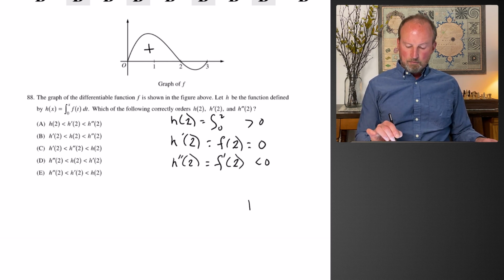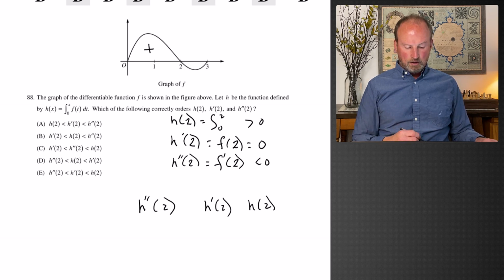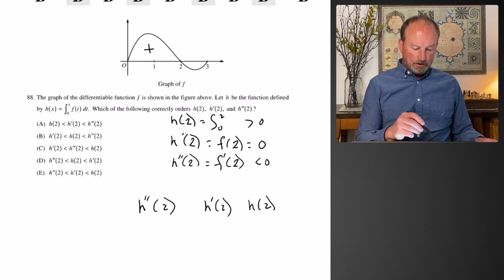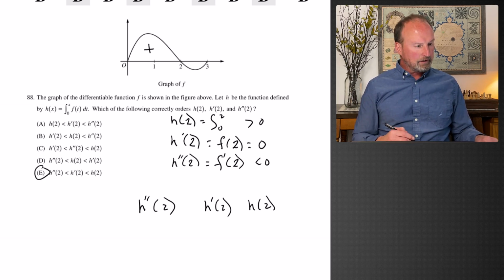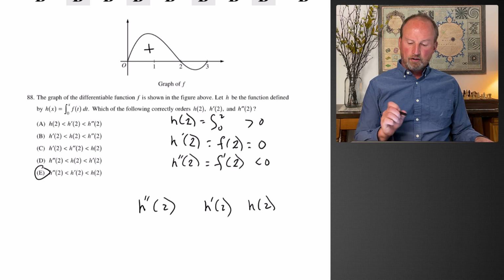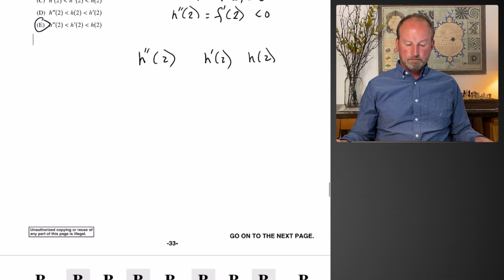Looks to me like the biggest is h of 2, the smallest is h double prime of 2, and the derivative is in the middle. Looking at those very carefully because there's a lot to look at, I see letter E. 88, letter E. Yep. Really important that you can take the derivative of an integral. It's going to show up a bunch.